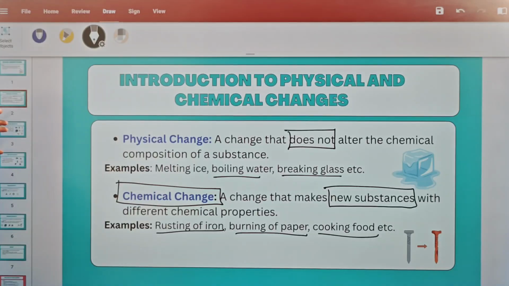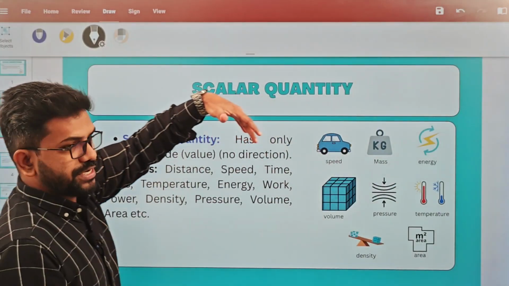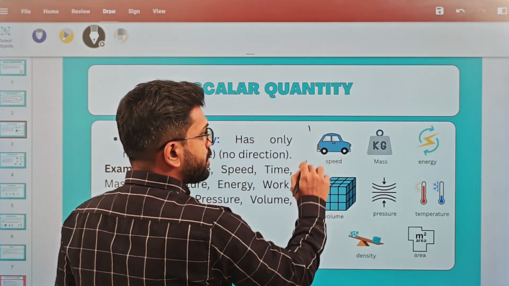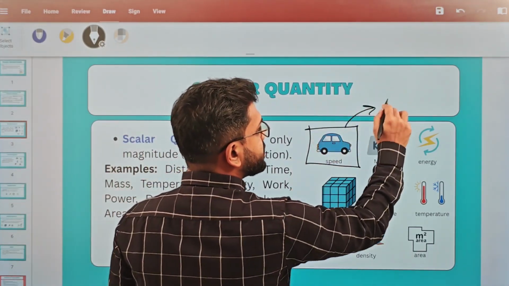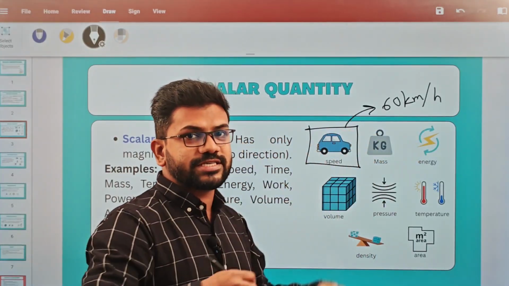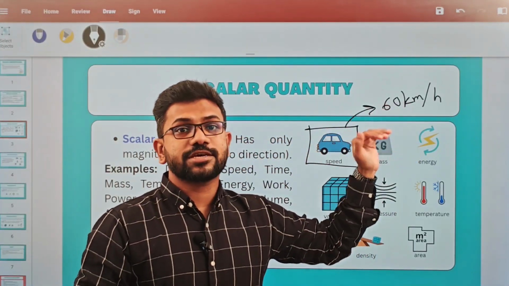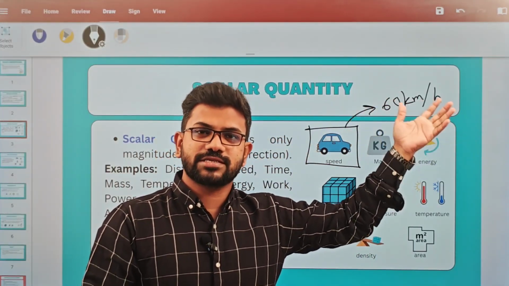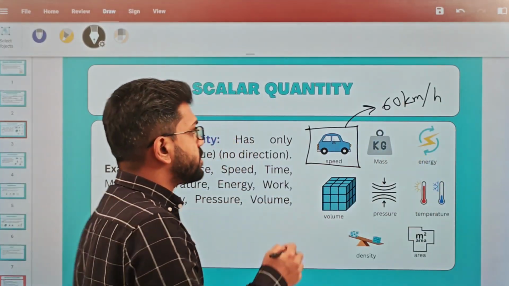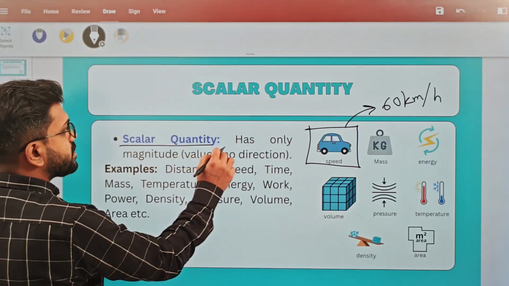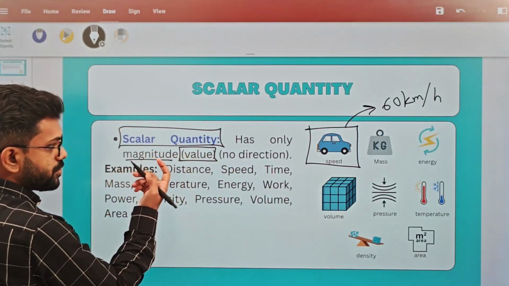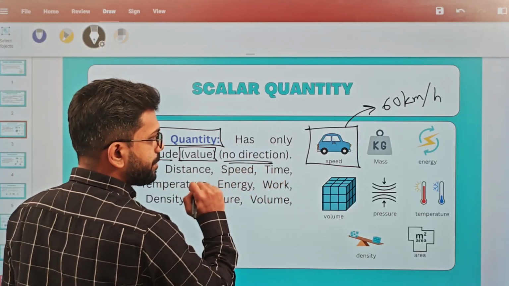Okay, now scalar quantities have only value. Let's say a car has a speed of 60 kilometers per hour. You're not saying in which direction this car is moving. You're just saying that the speed is 60 kilometers per hour. You're only talking about the value here, no direction. So that kind of quantities are basically scalar quantities. They have value, in other words, magnitude, but there is no direction in them.